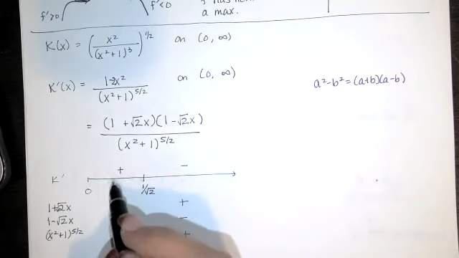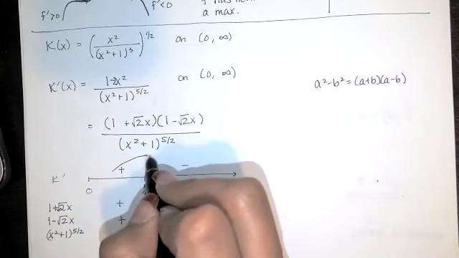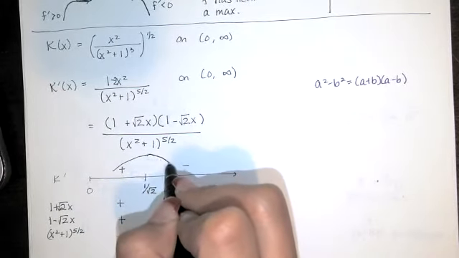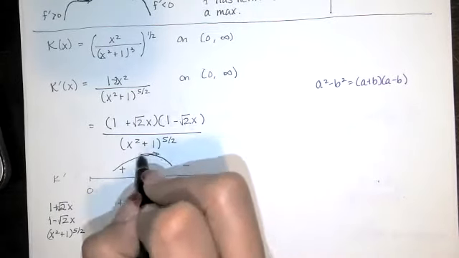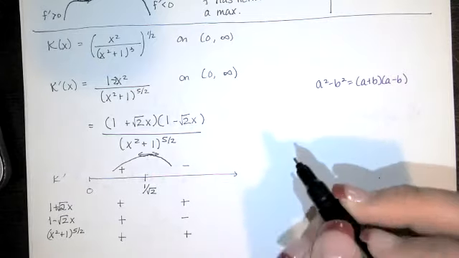So that means the function goes from increasing over here to having a 0 slope at x equals 1 over square root of 2 to being decreasing on that side. So we're going to have a relative max at 1 over square root of 2.